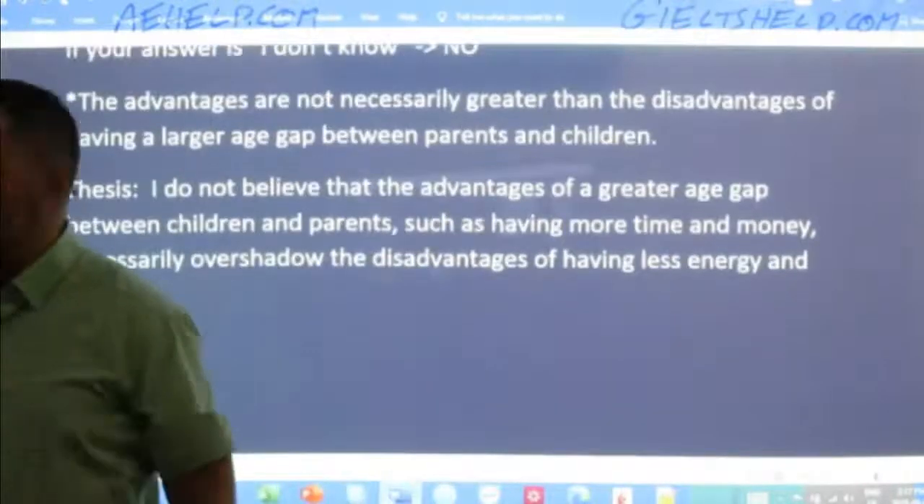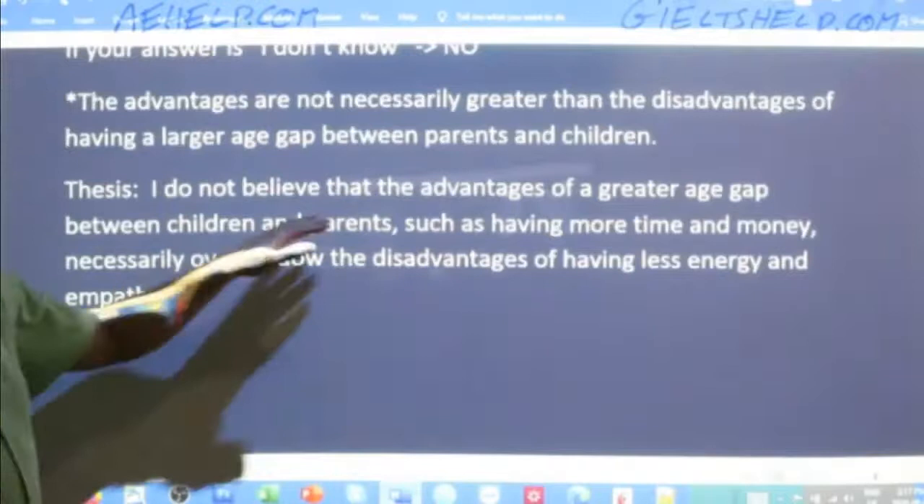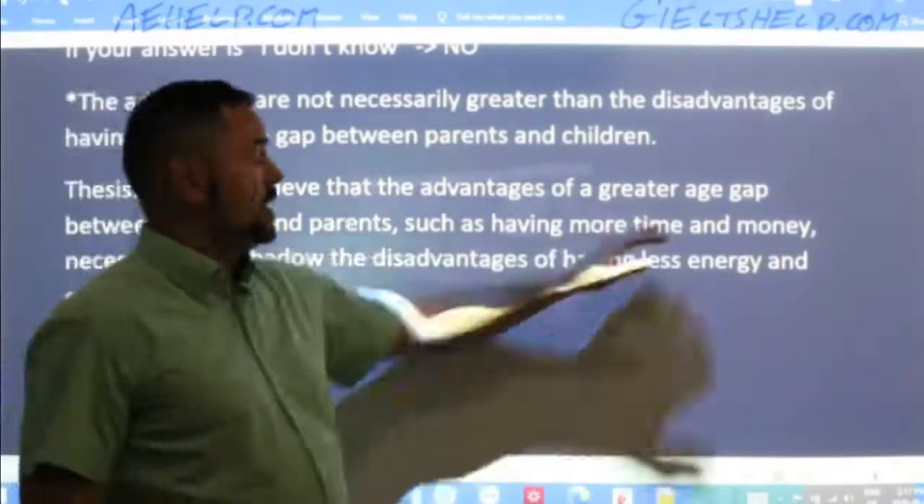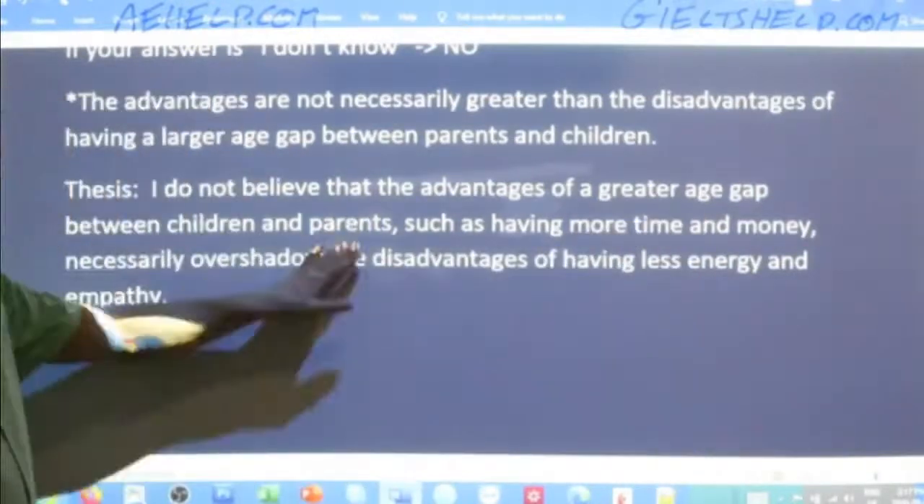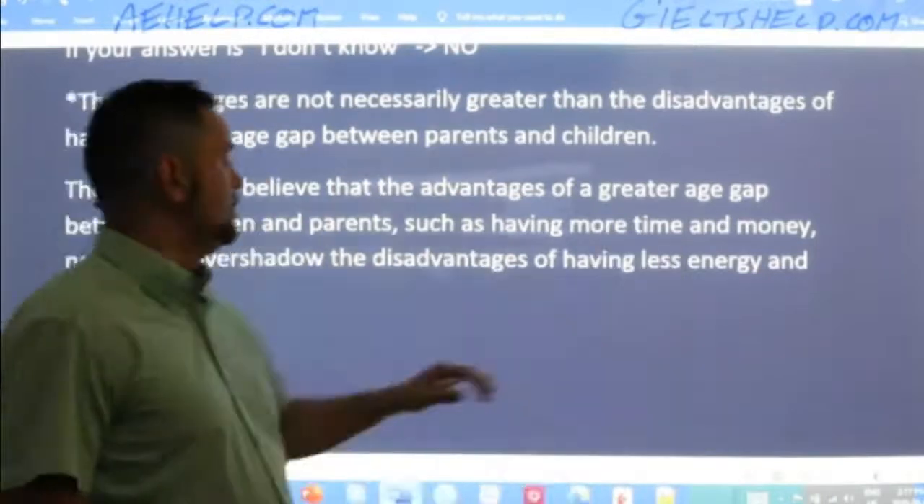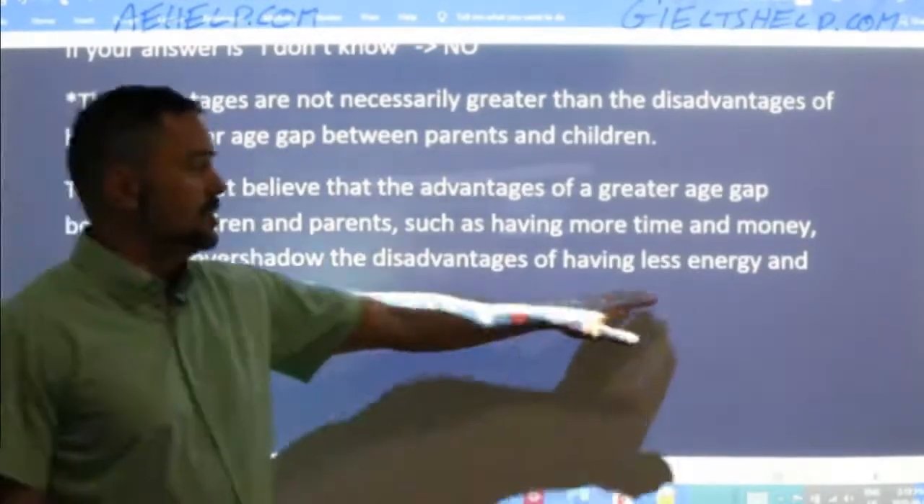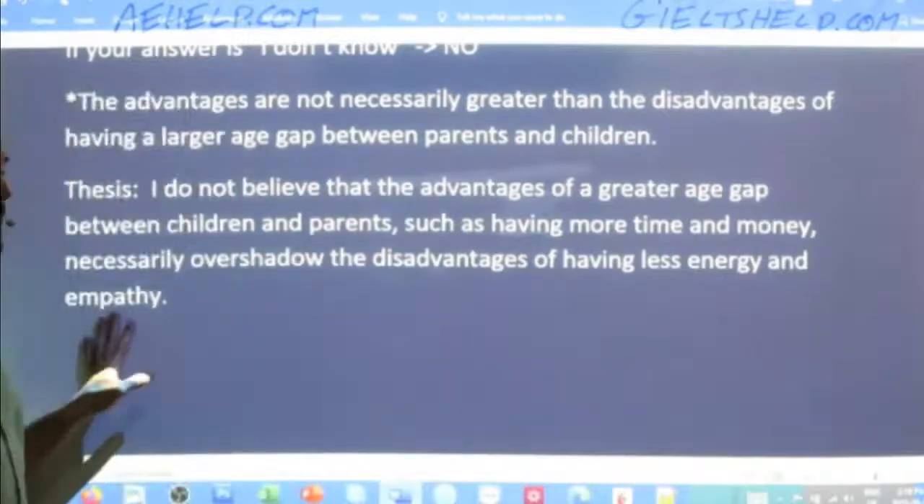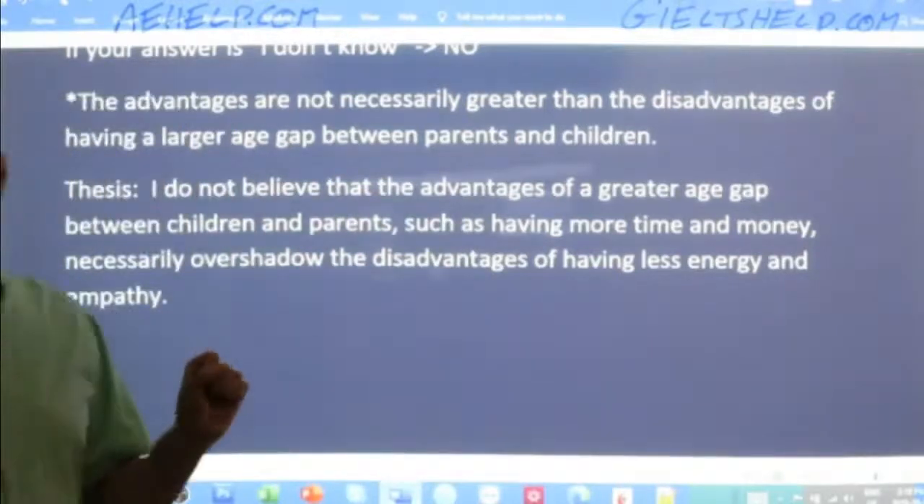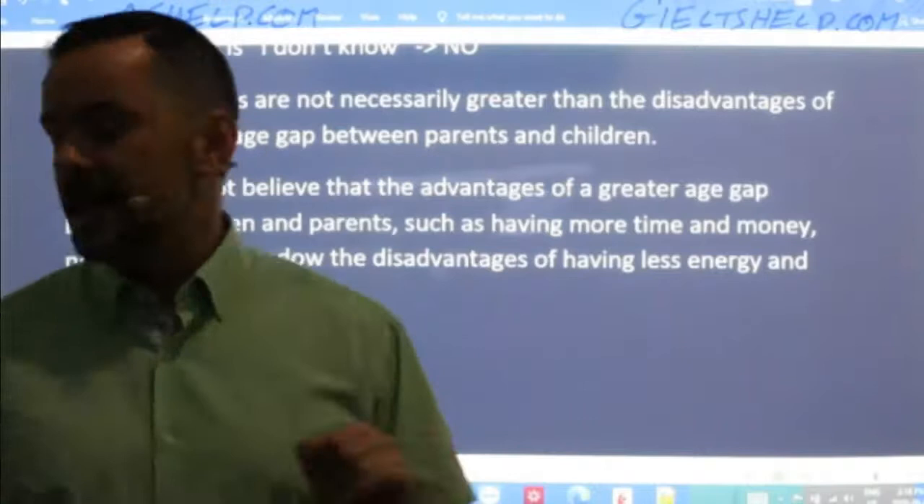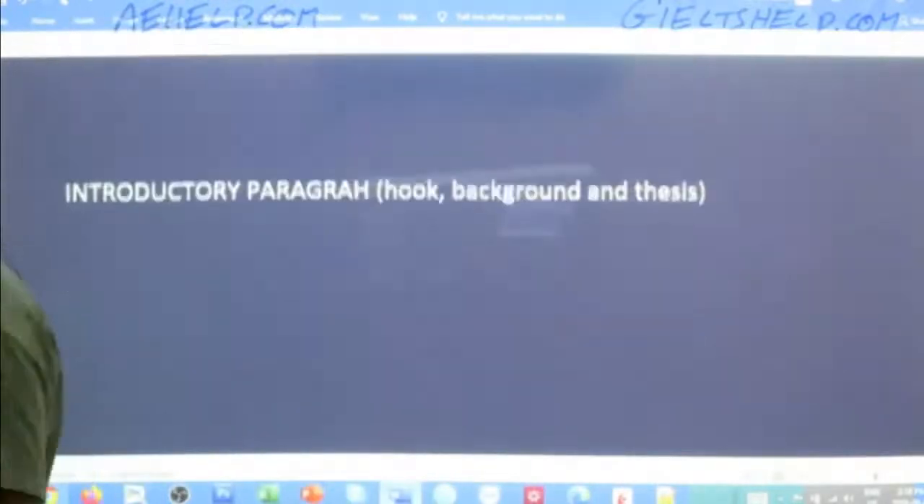So here we go. This is my thesis. I do not believe that the advantages of a greater age gap between children and parents, such as having more time and money, necessarily overshadow the disadvantages of having less energy and empathy. Okay, hopefully everybody's clear on that thesis now. Let's get into the introduction. So this should go nice and smooth.